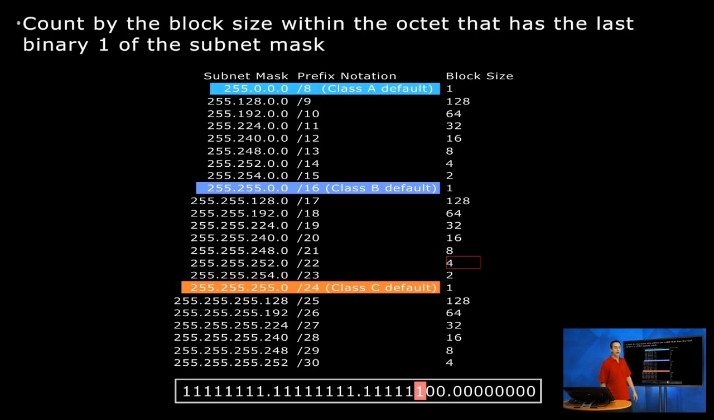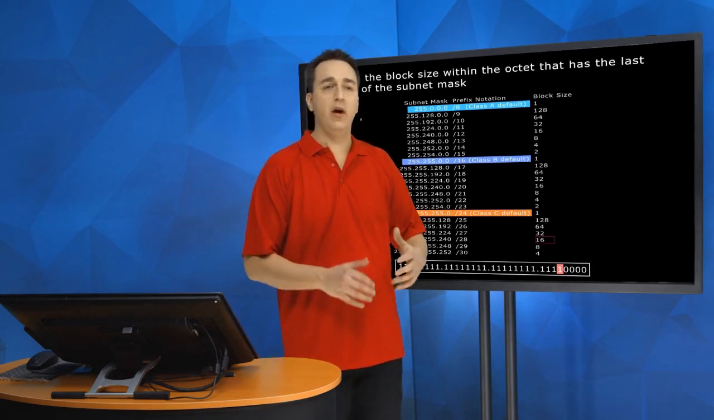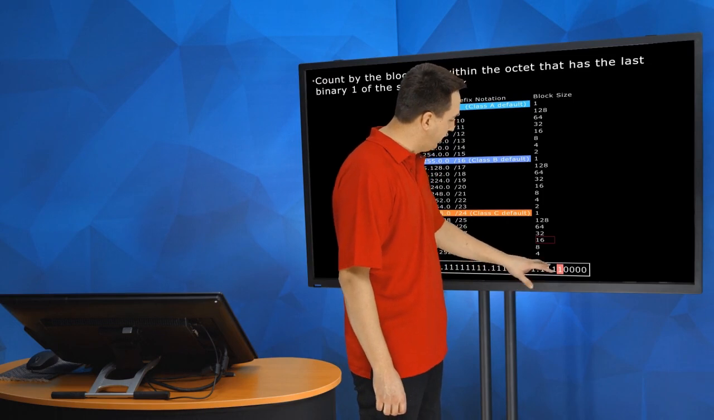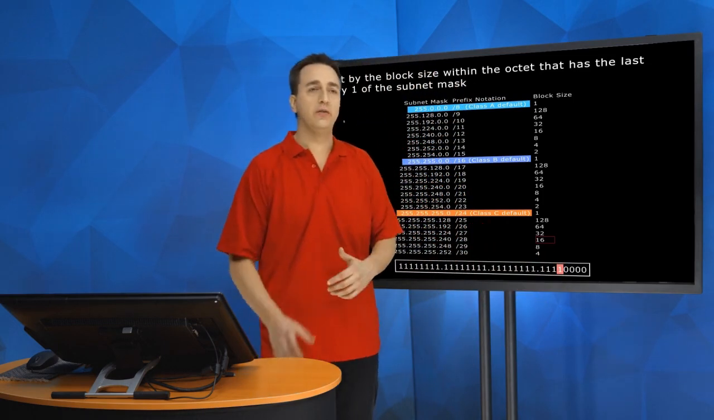Let's pick another one to practice with. Let's go with a /28. So if we're a /28, where is the very last one? It is in the fourth octet. And what is that bit position? 128, 64, 32, 16. We're counting by 16 in the fourth octet.